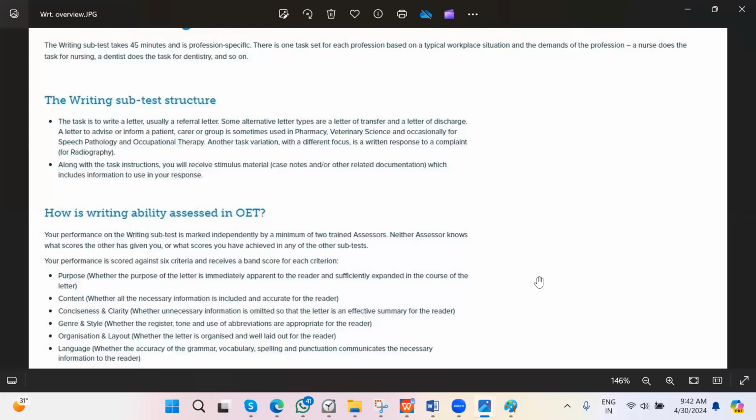Kailian, please continue. Purpose: whether the purpose of the letter is immediately apparent to the reader and sufficiently expanded in the course of the letter. Content: whether all the necessary information is included and accurate for the reader. Conciseness and clarity: whether unnecessary information is omitted so that the letter is an effective summary for the reader. Genre and style: whether the register, tone, and use of abbreviations are appropriate for the reader. Organization and layout: whether the letter is organized and well laid out for the reader. Language: whether the accuracy of the grammar, vocabulary, spelling, and punctuation communicates the necessary information to the reader.